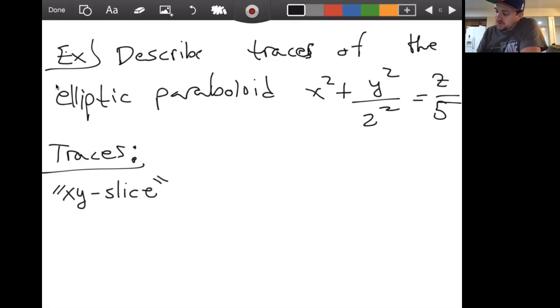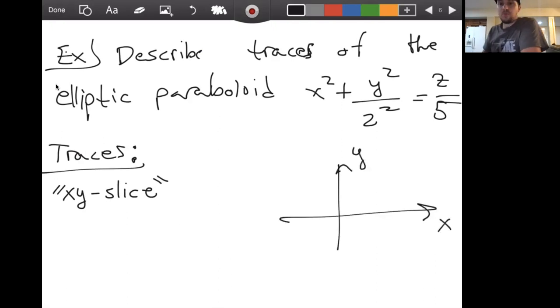And so we'll want to look at a plane parallel to the XY plane, and then we'll slice this surface and see what we get. Well, an XY slice corresponds to, remember, z equals some constant. And we have freedom to choose what this constant is. Usually you want to pick like 0 or 1 or whatever is the most convenient.